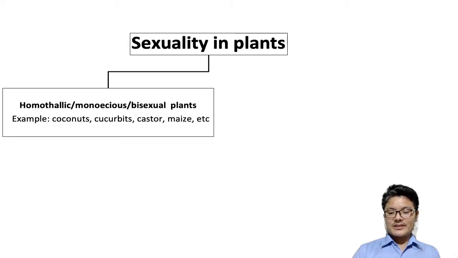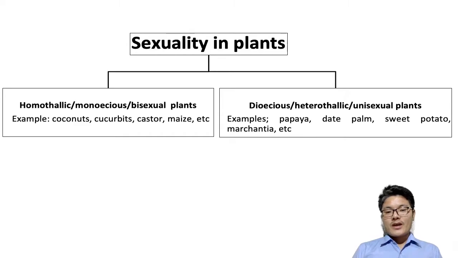as we'll discuss further. In some plants the sexes are different. That means a unisexual plant, a plant having separate sexes. If we have a female plant, then we have a male plant. The female plant bears female flowers, and on the other hand male flowers grow on the male plant. Unisexual is also known as heterothallic.